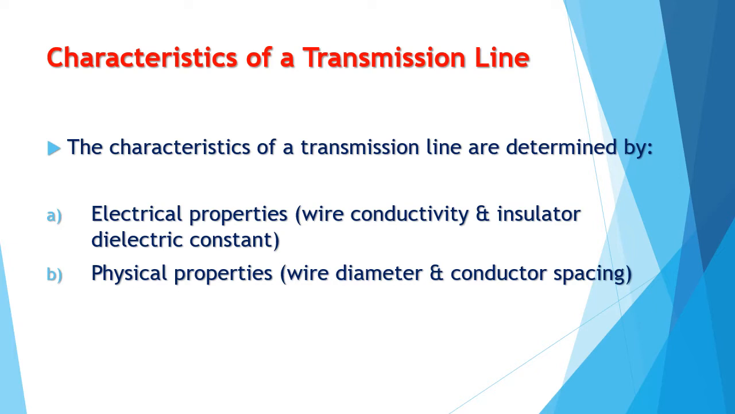The characteristics of a transmission line are determined by two things. First, we have the electrical properties. This consists of the wire conductivity of the transmission line itself and the insulator dielectric constant. Second, we have the physical properties. These are the wire diameter and the conductor spacing.